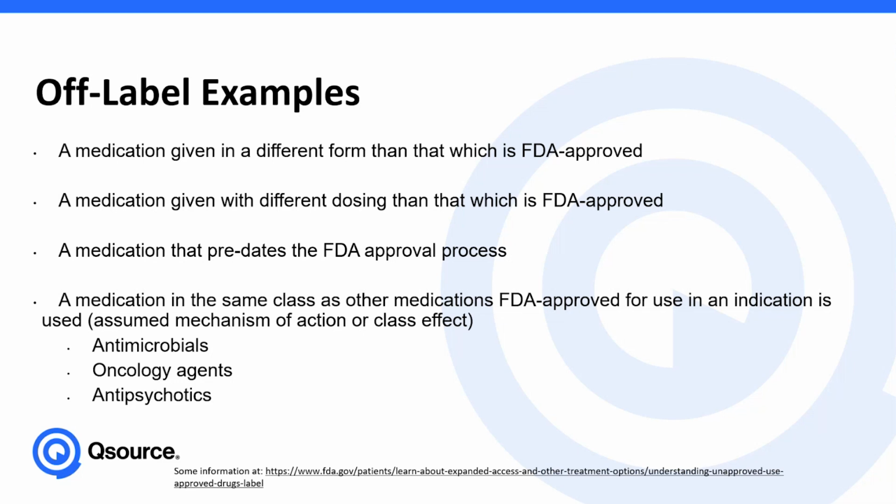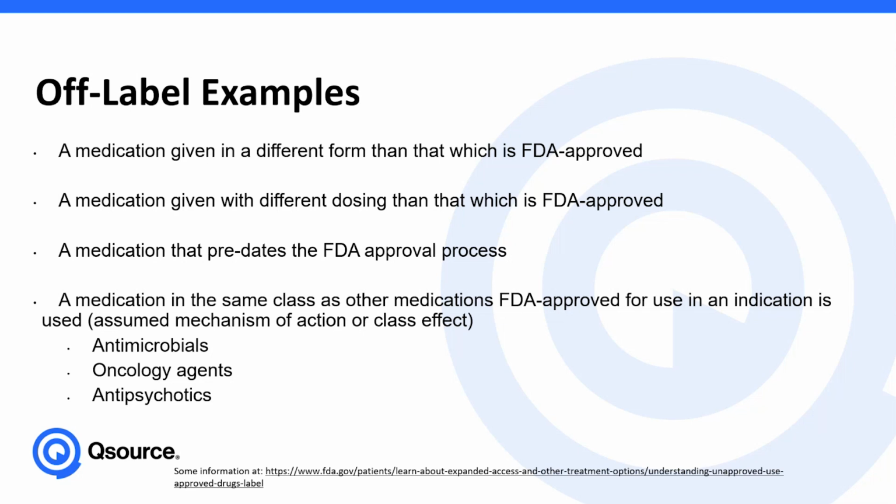There are some medications that predate the FDA approval process, which changed with the Kefauver-Harris Act, I think, in the 1960s. There are some medications older than 1960 that have been used in practice and just adopted, and haven't gone through FDA approval processes. And then there are medications that are in the same class as other medications, and you assume that there's a class effect, and so you use them off-label. They're technically off-label, but they're FDA approved.